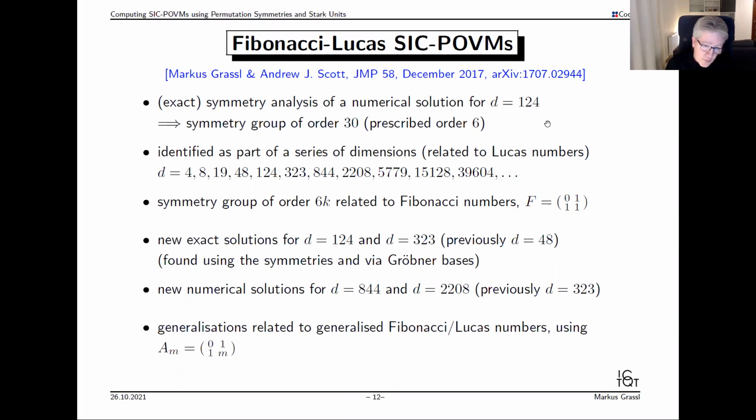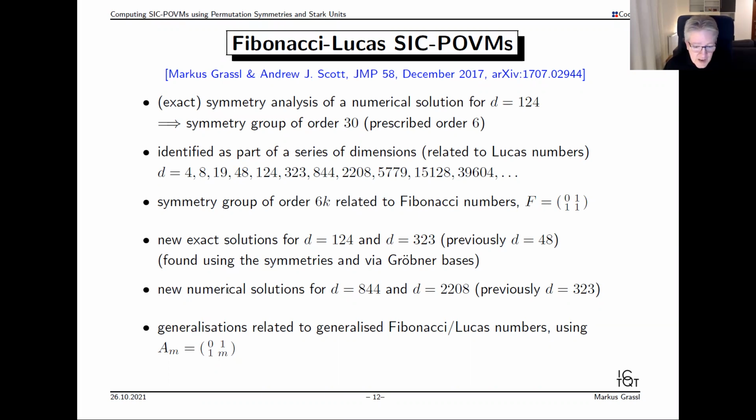And now, that was for me an essential key point: we now have a symmetry where the symmetry group order is 6k, and k is actually positioned in that sequence. And using those additional symmetries, we were able to turn this numerical solution into an exact one. We also found one for dimension 323, and also for the next 2 dimensions, with the help of the prescribed symmetry, the numerical algorithms allowed us to find a numerical solution.